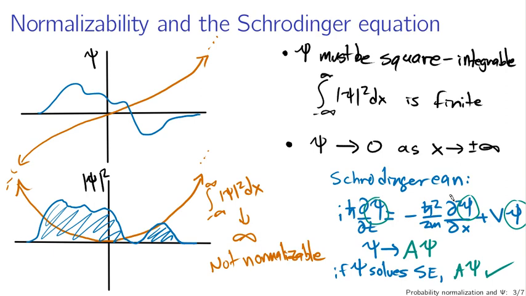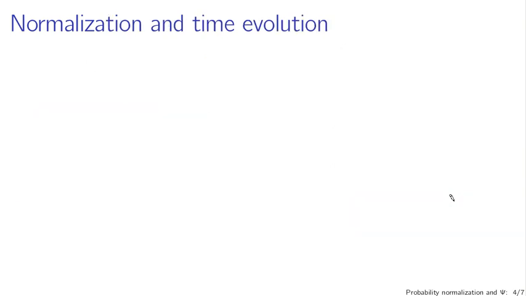That means that I might run into some problems with time evolution. I can choose a constant, and I can multiply psi by that constant, such that psi is properly normalized at, say, time t equals zero. But will that hold for future times? It's a question of normalization and time evolution. What we're really interested in here is the integral from minus infinity to infinity of psi of x and time squared dx.